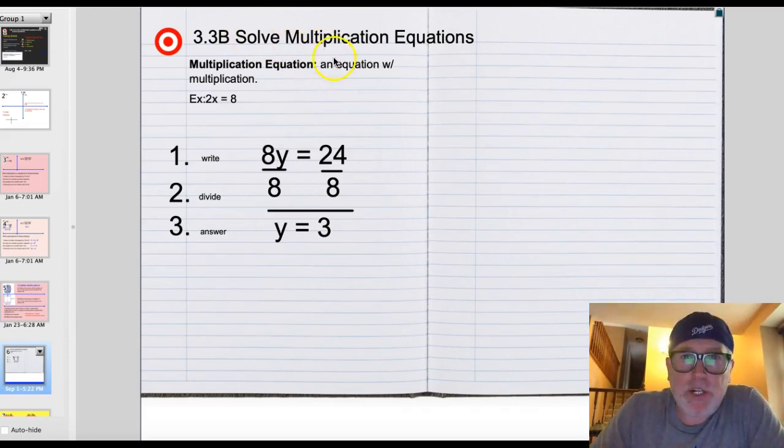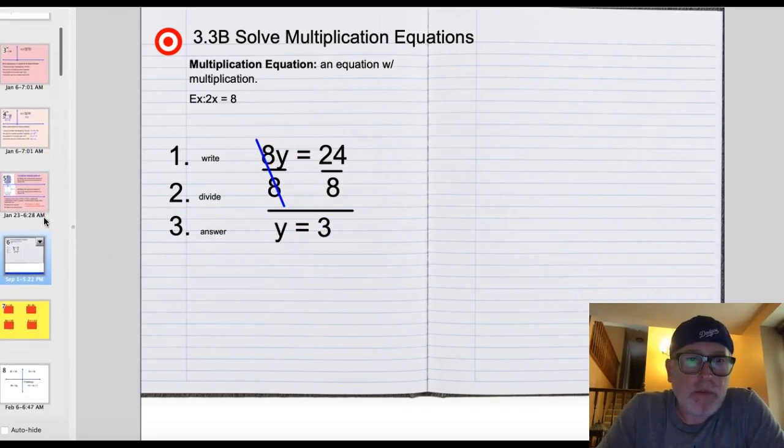You've got a multiplication equation. That's simply an equation with a multiplication in the middle, like 2x equals 8. In this case, it's 8y equals 24. So we have to divide by 8 to get that y isolated by itself. You divide both sides by 8. Y equals 3. 8 divided by 8 is 1y, or just plain y. That's how you get the y isolated.